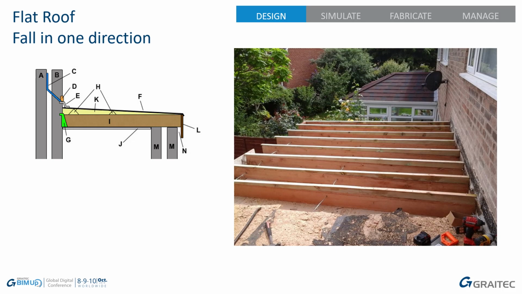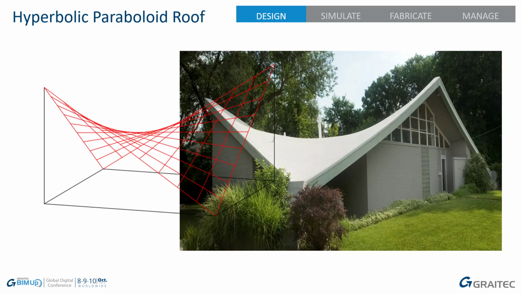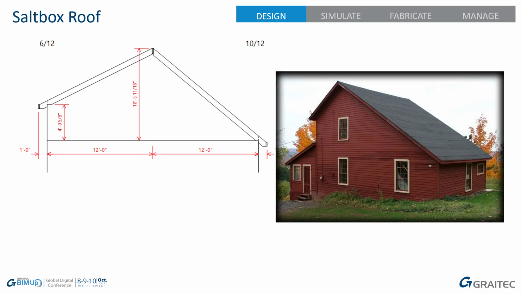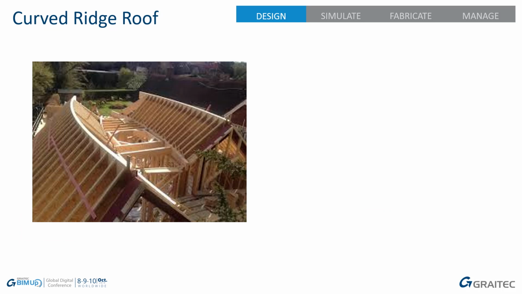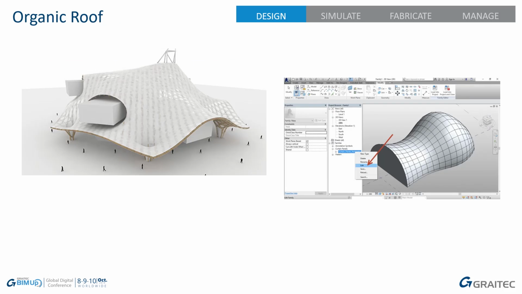And then we have flat roofs falling in one direction. As you can see here, this one's done using furrings laid on top of the joists. We have a hyperbolic paraboloid. Yes, that is a hyperbolic paraboloid. A softbox. A dropped eaves, as you can see there with the room in the roof above the garage. And then we have a curved ridge, which is quite a complicated one. And then we're going to look at some slightly more organic shapes as well.